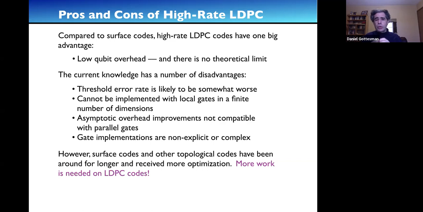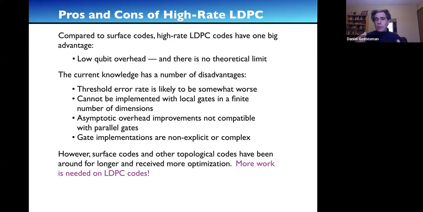And right now, we could really do a lot better with the gate implementations. The ones that we have that we know they work can be pretty complicated, and some of these new ones with code deformation are not very explicit, and so that needs to be worked out better.